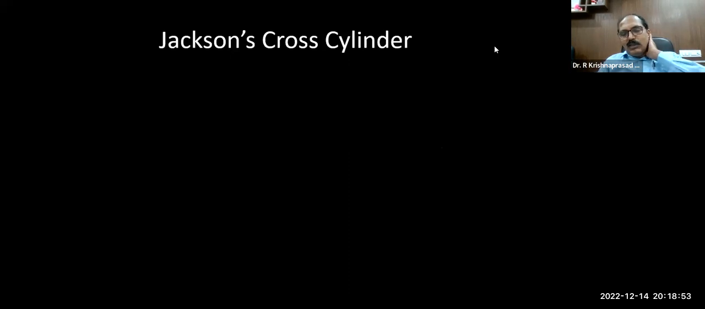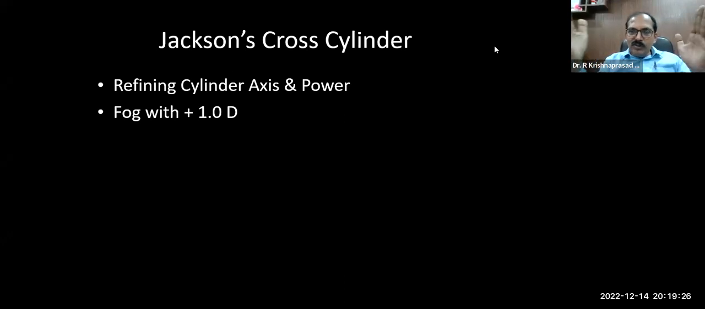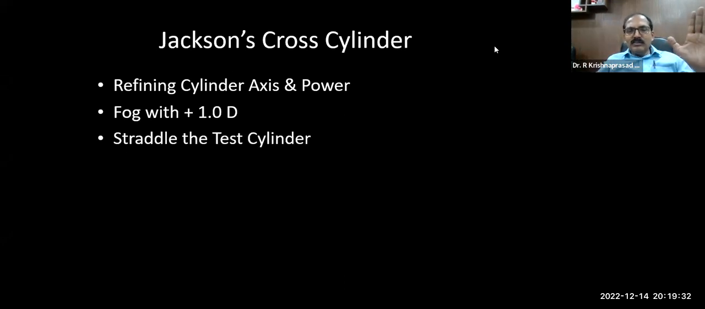And finally, we come to a very important aspect, that is the JCC or Jackson's cross cylinder. Jackson's cross cylinder is well known to all examiners. It's a toy that is always kept on the viva table, and you're going to be asked questions about it. So what is this cross cylinder? We use this to refine the axis as well as the power. And we have to basically again do the fogging. As I told you, for any subjective correction you need to do the fogging, because you need to know the difference in the improvement or in the worsening.